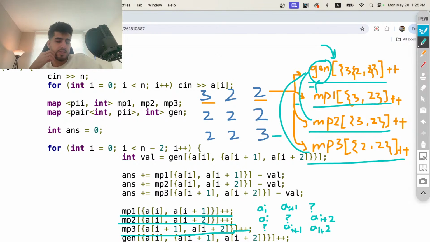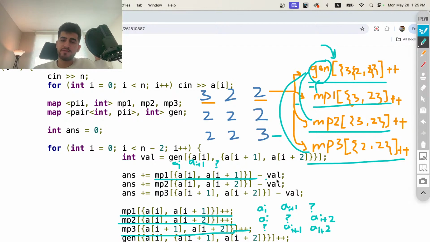So these are the three maps that I save. This is how I store these maps. And whenever I want to calculate the answer, first I say that ans plus equals this, A of I and A of I plus 1. I calculate how many triples I have such that their first element is A of I, their second element is A of I plus 1, and their third element is a question mark.